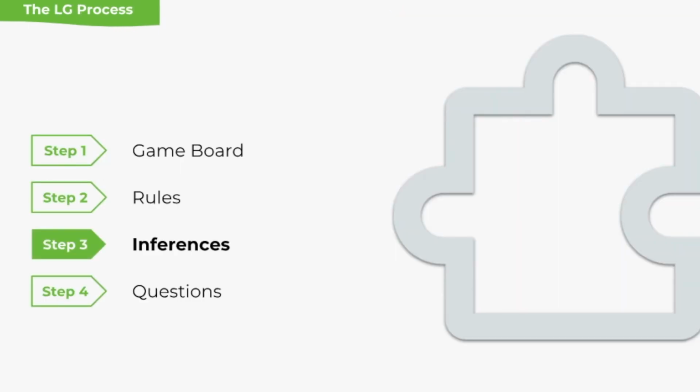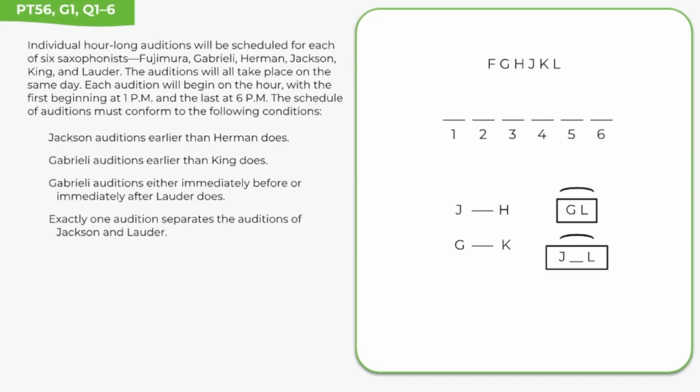Then after we notate the rules, we want to take a second and see if we can find any inferences for this game. So one of the more important and early inferences that you might make is whether or not all of the elements are involved in the rules. So if we look at the elements F, G, H, J, K, and L, we notice that F is not involved in any of the rules.